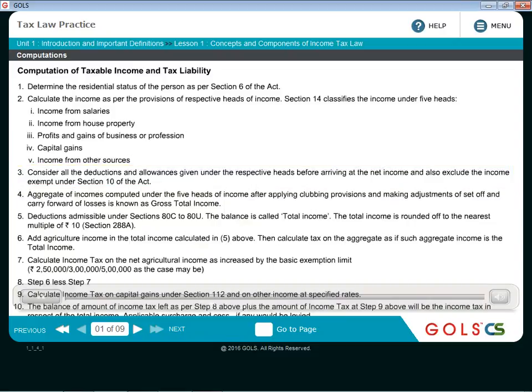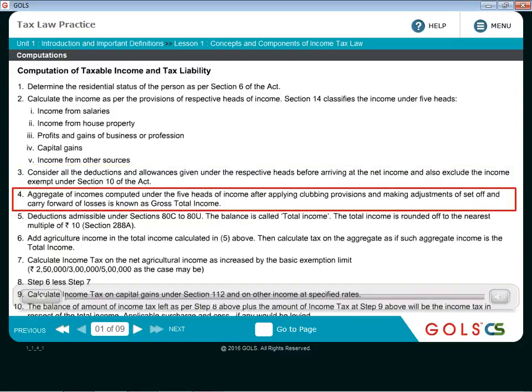Next step is we have to consider the setting off of losses and carry forward of losses of earlier years for adjusting against the profits of the current year. Now in some heads it is possible that there is a negative income. Such negative income can be adjusted against the positive income under the same head or the other head. So this adjustment would be considered as set off of the loss.